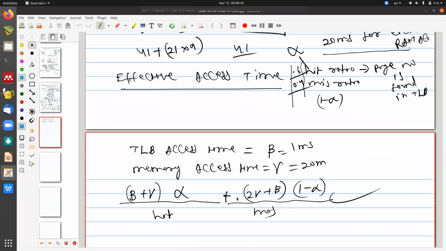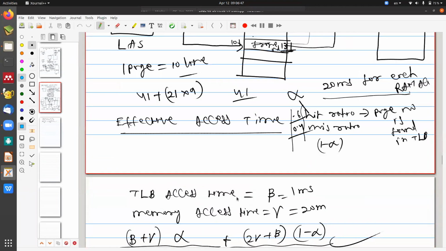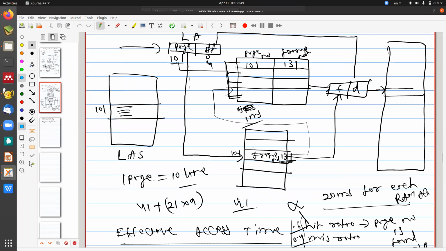Excuse me, sir. In the last class you told us that for one instruction, the RAM has to be accessed 2 times. First time it is searching the page table from the page table base register and returning the address of the instruction, that is the frame address. And second time, it is returned to the CPU, and the instruction is fetched from the RAM. So 2 times, right? That is correct.